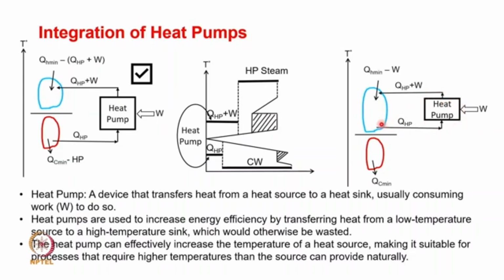So what are we doing? It is taking QHP from here, you again supply W, and you supply QHP plus W back. So what is the net gain? Net gain is only W, which you are anyway supplying over here. So this is definitely not useful. So this is one way to integrate heat pump and heat engine, which essentially results in cogeneration.